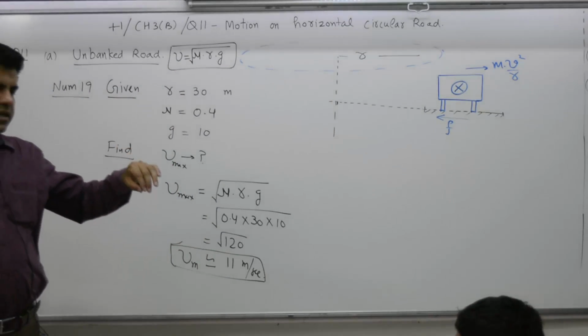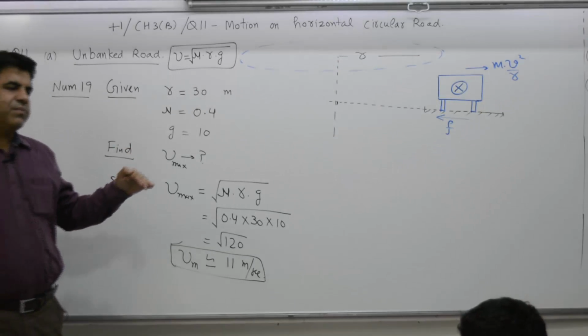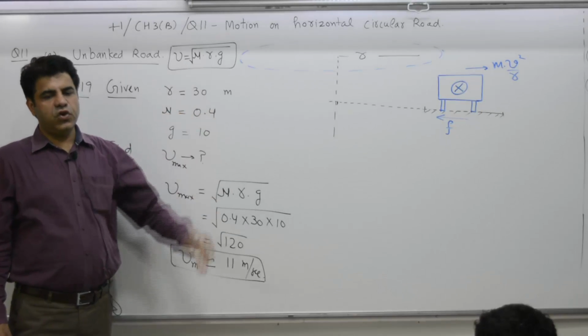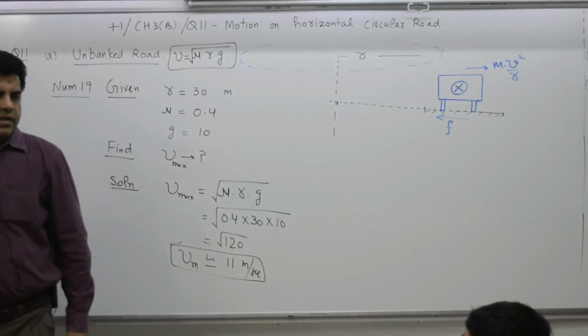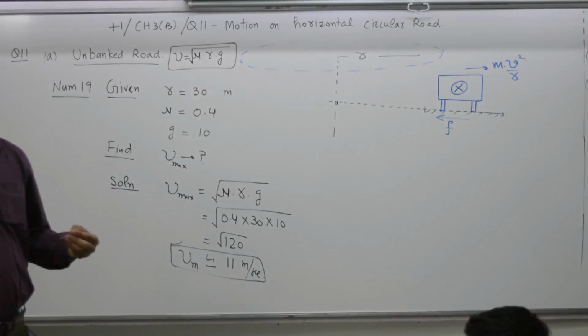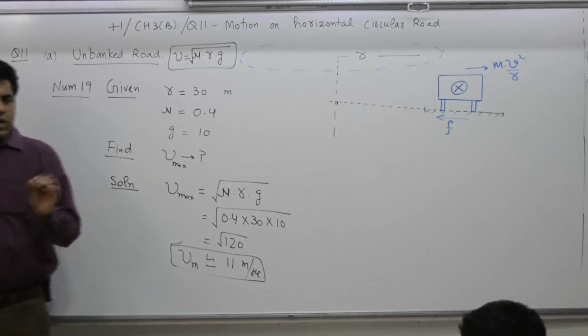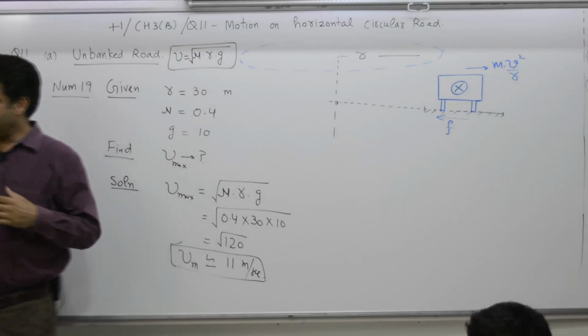11 meter per second. If your speed is more than 11 meter per second, then there is a chance for the vehicle getting away. So, the speed has to be less than how much? 11 meter per second. Equal to 11 meter per second, it is a critical case. Fine.